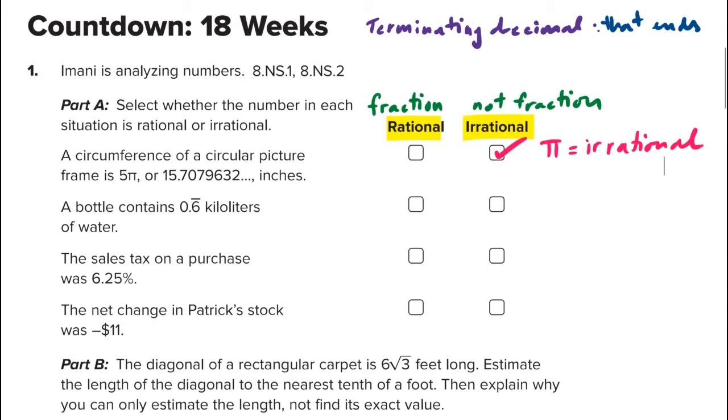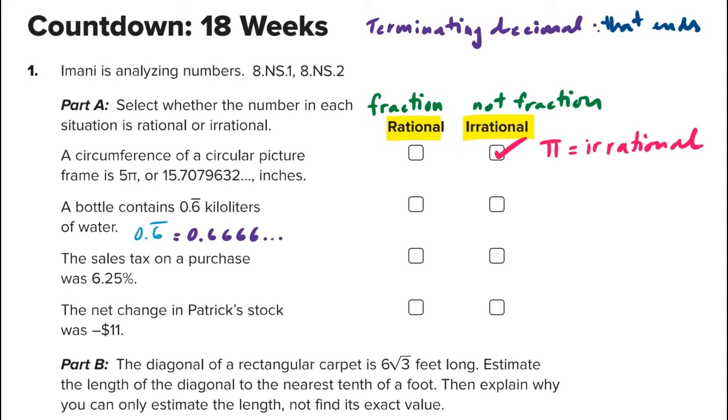Scenario number 2. A bottle contains 0.6 with the bar on top liters of water. What does the 0.6 with the bar on top mean? It means 0.6666 going forever. Is this a terminating decimal number or not? The answer is not a terminating decimal number because it doesn't end. It keeps going forever, but it is a repeating decimal number.